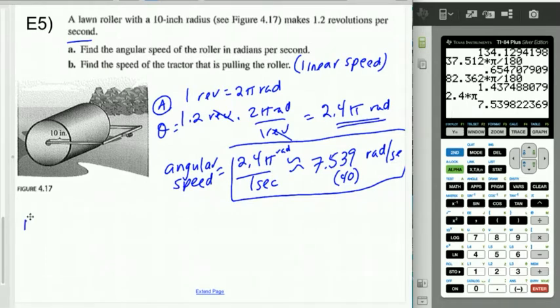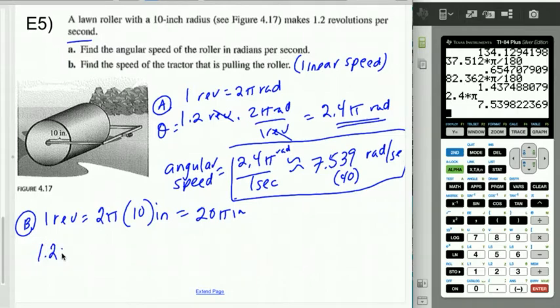And then for B, 1 revolution is the same as 2 pi times the radius in inches. So 1 revolution is 20 pi inches. And so the question is, how far does this thing travel in 1 second? Well, it makes 1.2 revolutions, and 1 revolution is equivalent to 20 pi inches.